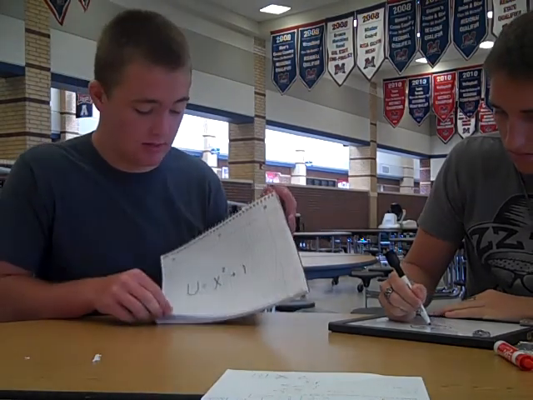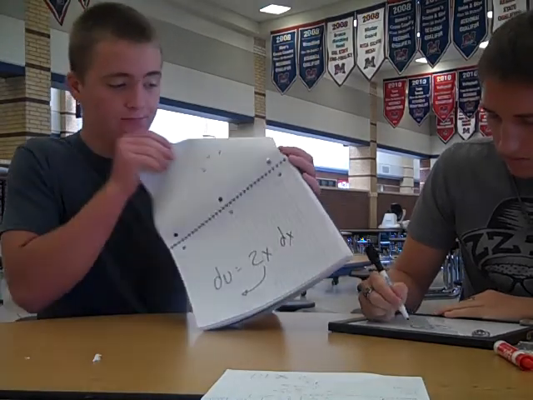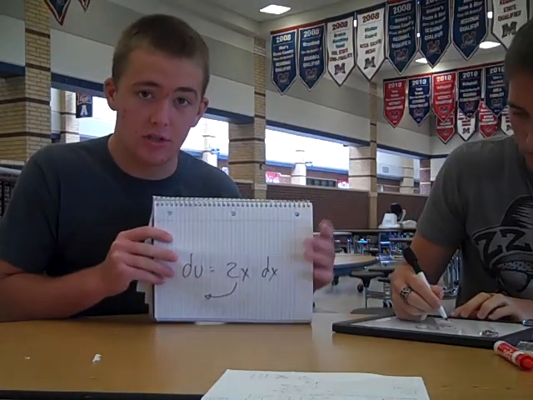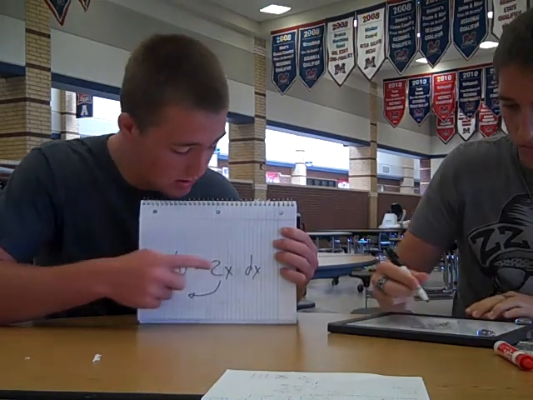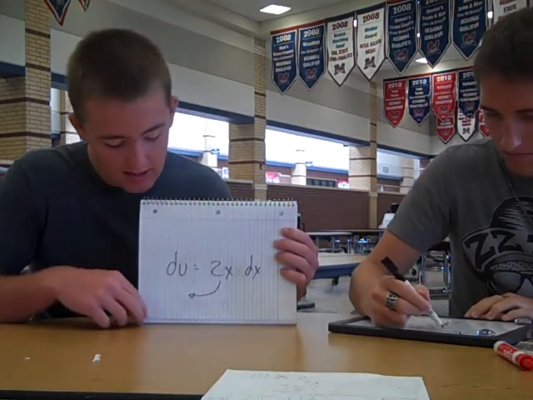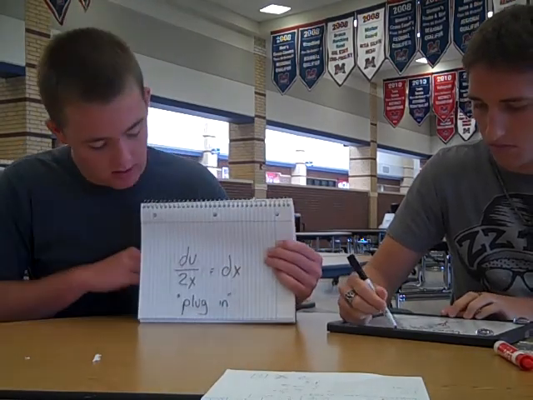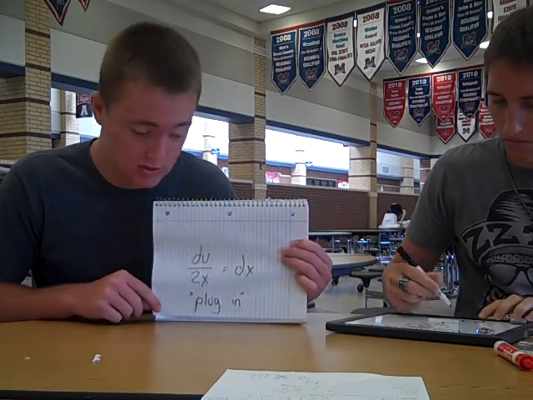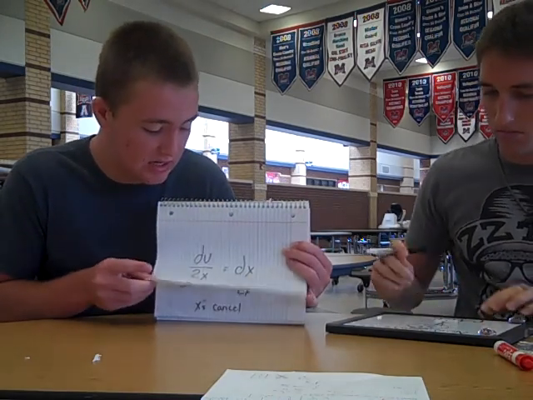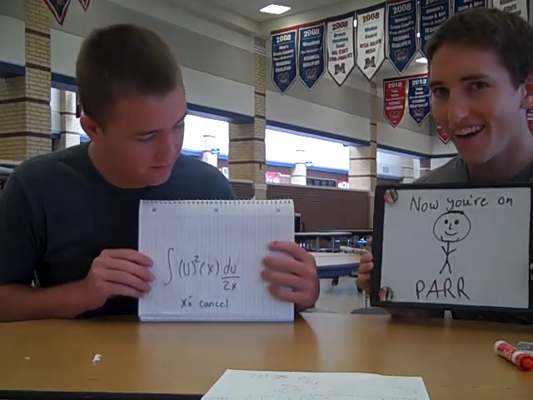Second step. You got to take the derivative. What's the derivative of u? du. What's the derivative of x squared plus 1? 2x dx. Now, we're going to solve this for dx. And we're left with du over 2x equals dx. Now we're going to plug this back in to our integral.